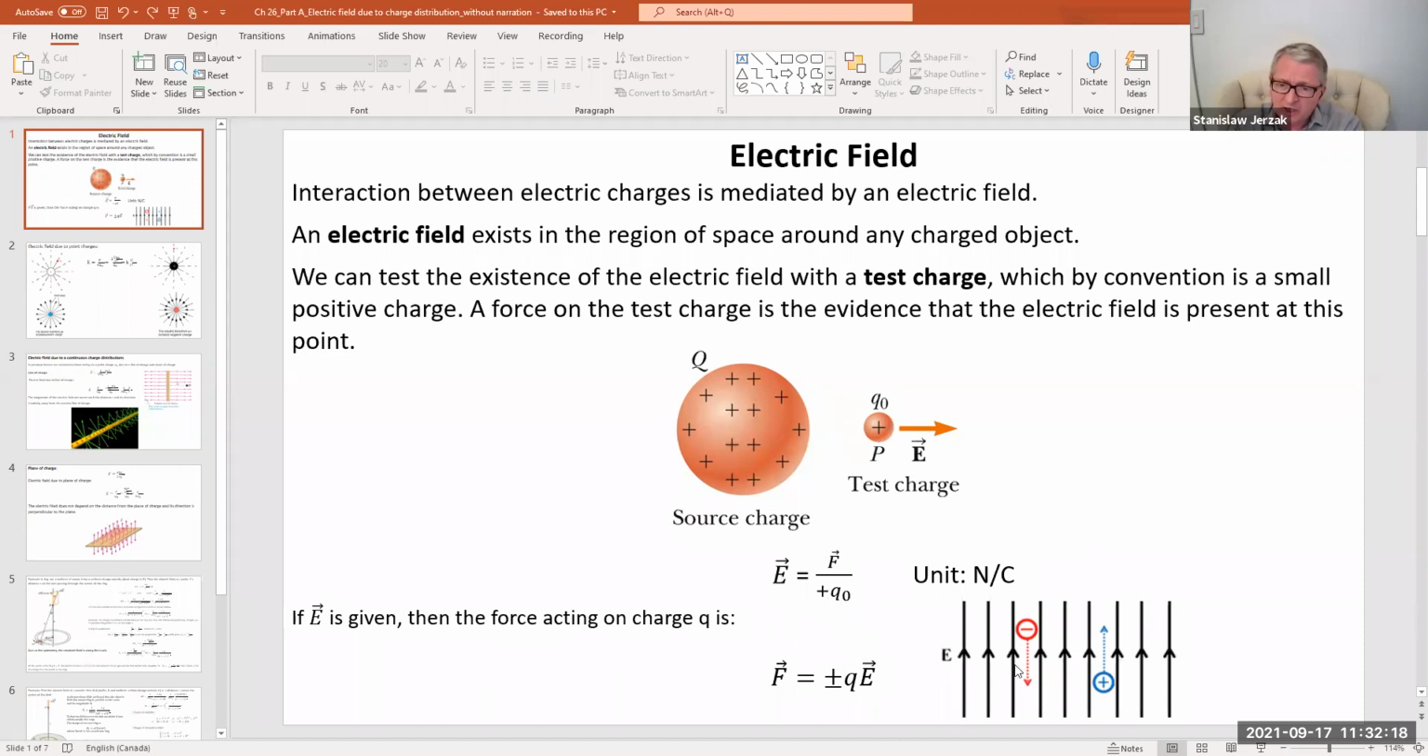I will be explaining a little bit more about forces acting on charges in electric field later on in the course. But any questions so far about this definition of electric field? If you don't have any questions, then I take this as a good sign.